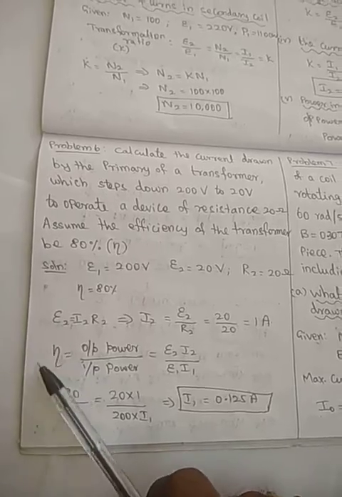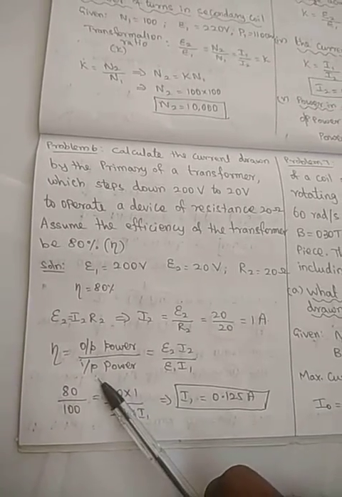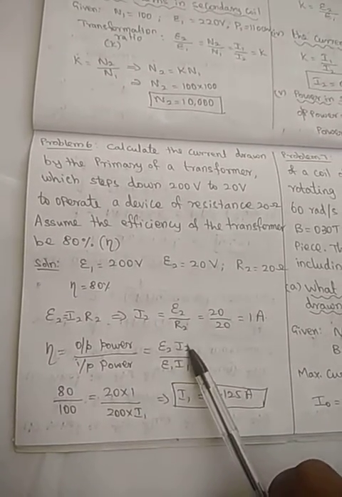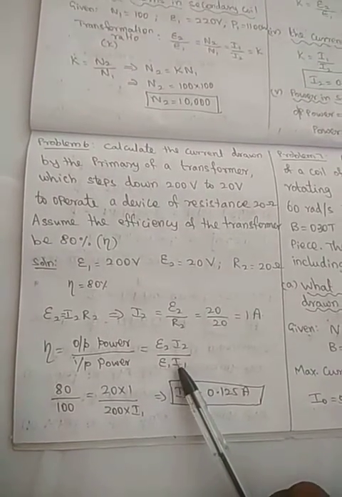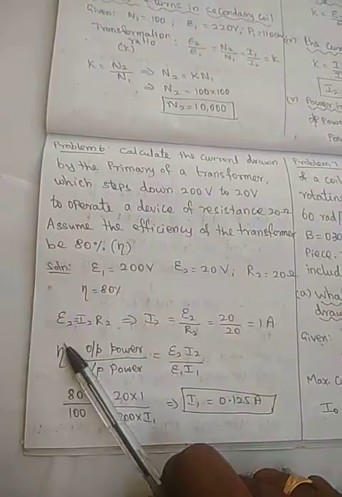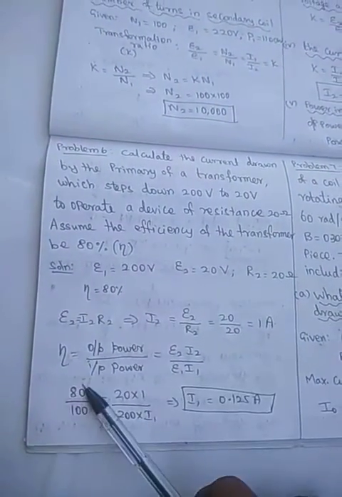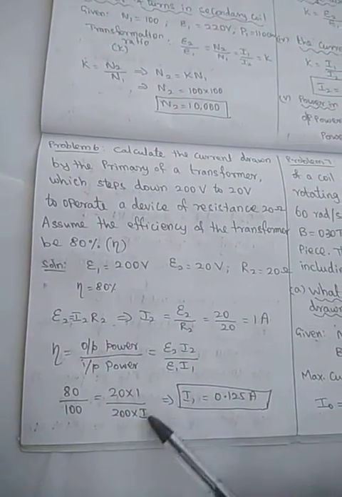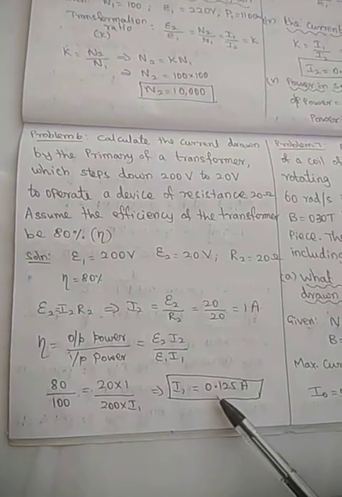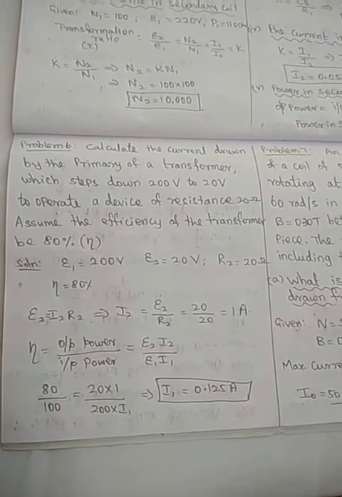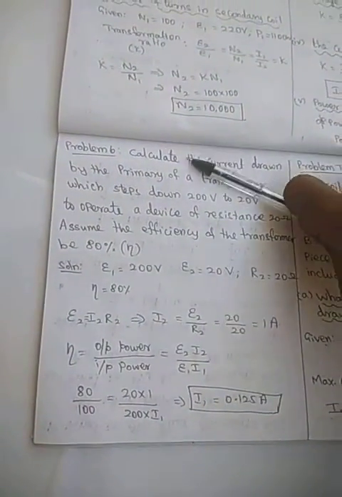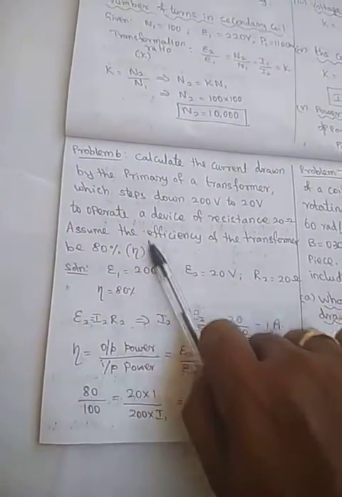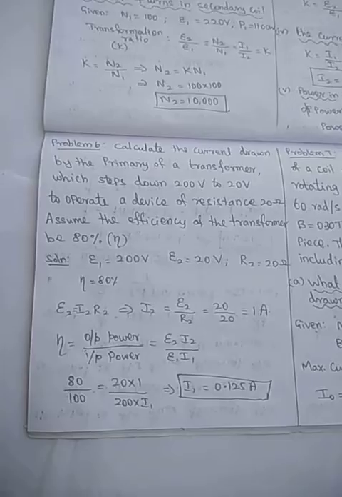So efficiency is equal to output power by input power. Output power is E2 into I2, then input power is E1 into I1, and I1 only we need. So the efficiency value is 80%, so 80 by 100. Substituting these values, we can calculate I1 is equal to 0.125 ampere. So this is a very simple transformer based problem, using the efficiency of the transformer.